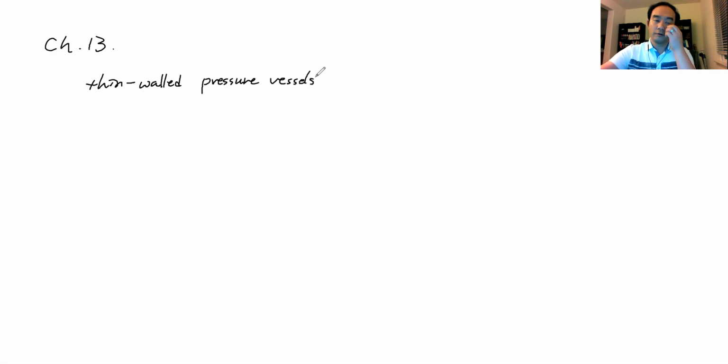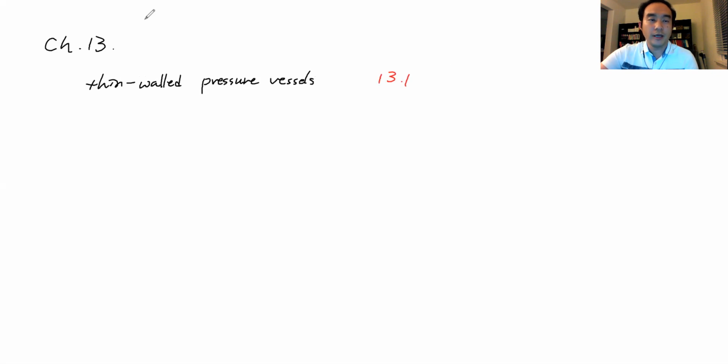Chapter 13 was a simple chapter about thin-walled pressure vessels. There are two different equations, and I explained that. One is for a cylindrical vessel, the other is for a spherical vessel. You can go over one of the problems. 13.3 is a good exercise problem.